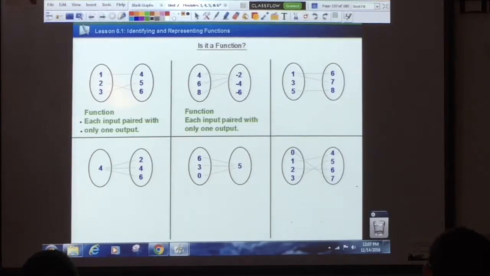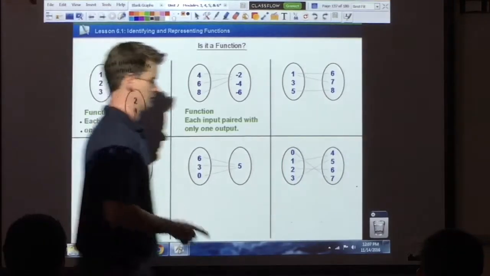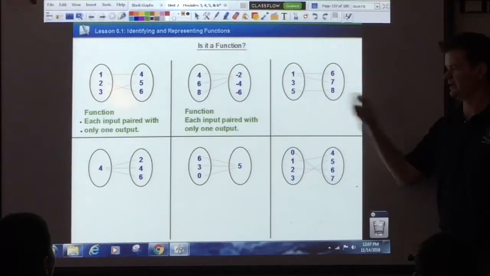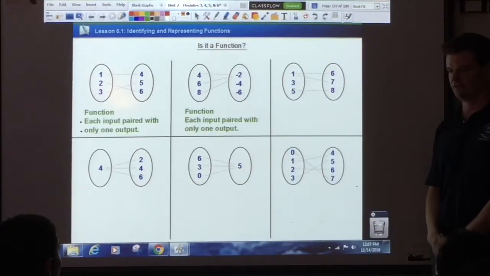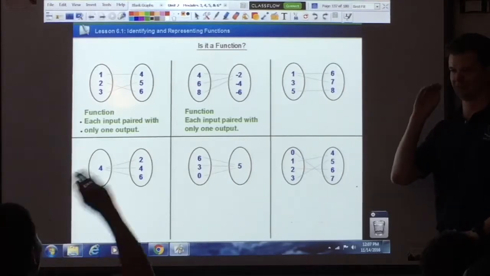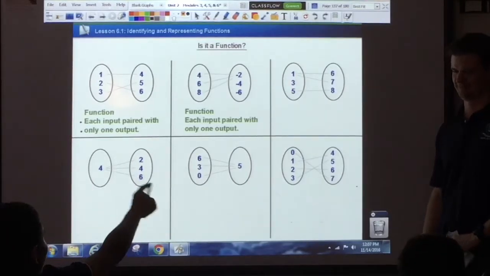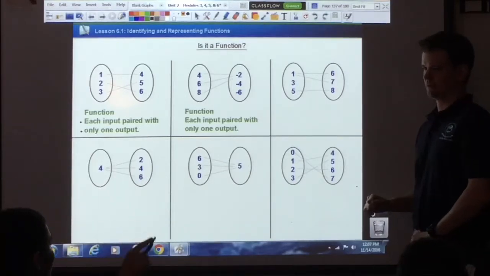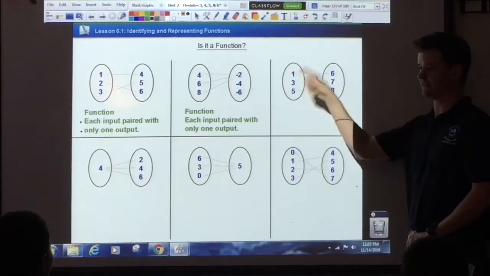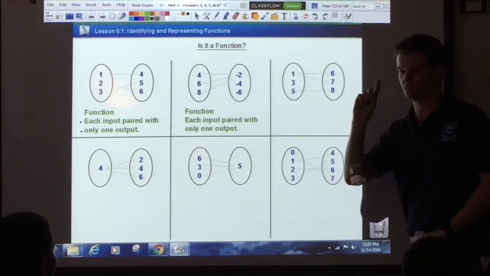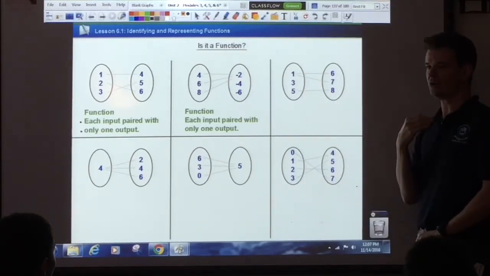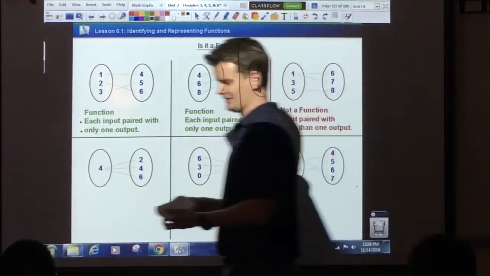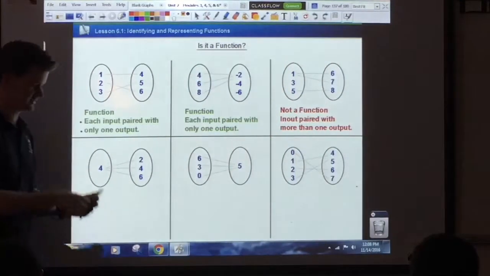Ken, is it a function? Yes. Okay. Oh no, no function! Oh no, I didn't see that. Okay, why is it not a function? Because one has two lines going out. Because one has two lines, that means that this input is paired with more than one output. That's a no-no. That is not a function. He woke up. He got it just in time.